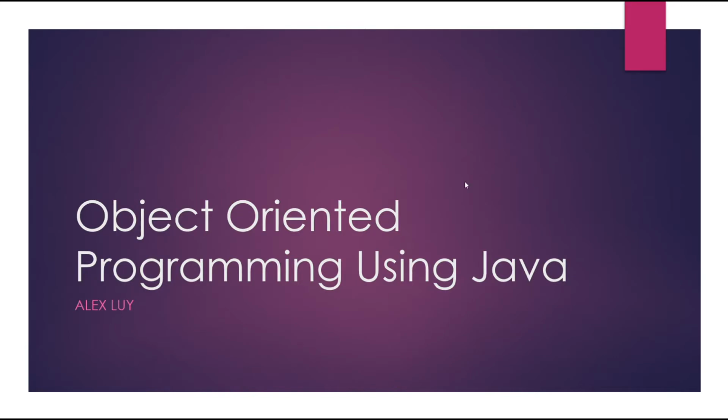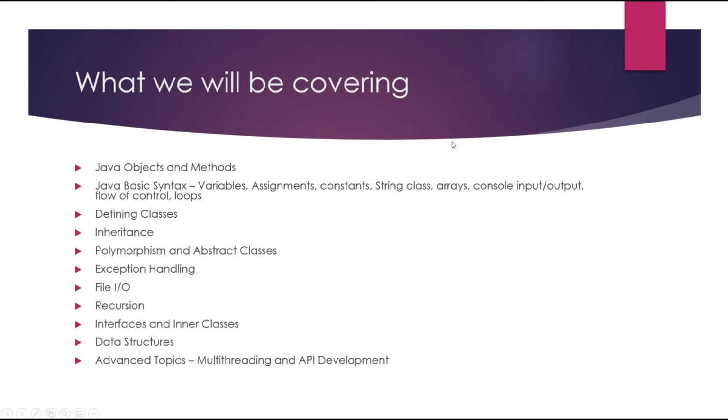Let's talk about what we're going to cover in this course. So here are the things that we are going to cover. I bullet pointed them so that you have an overview, but we're really going to get into detail in all of these topics. The first thing is I want to start out with talking about objects and methods and what the fundamental concept of an object is.